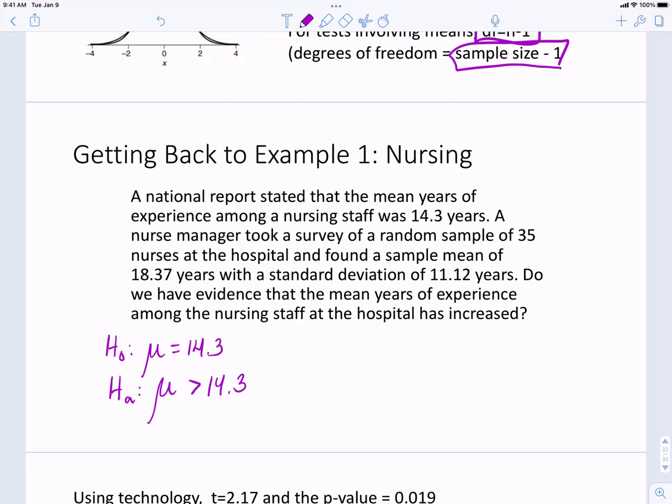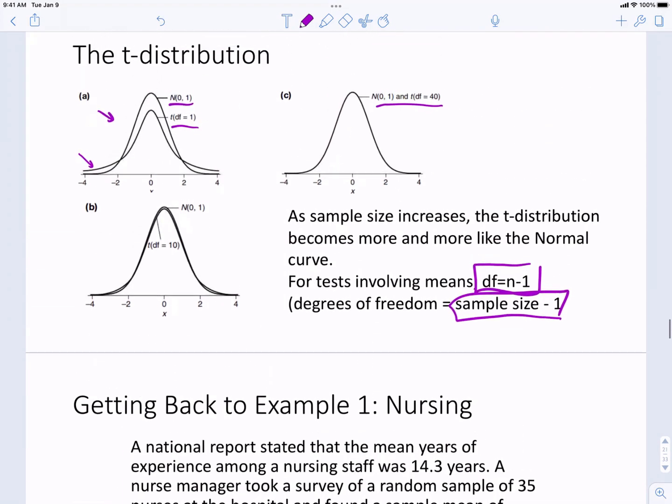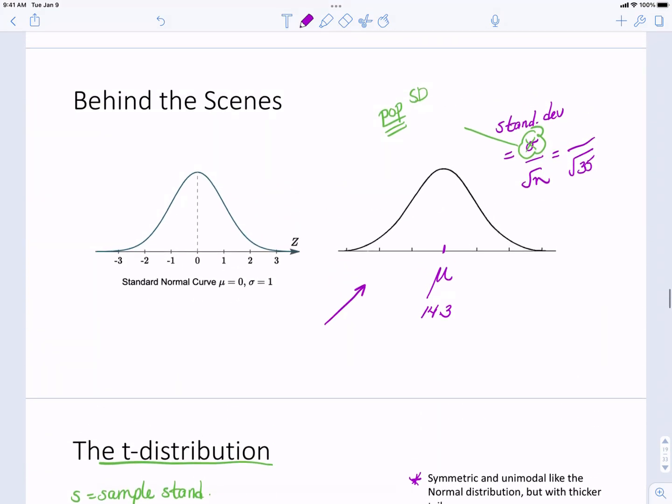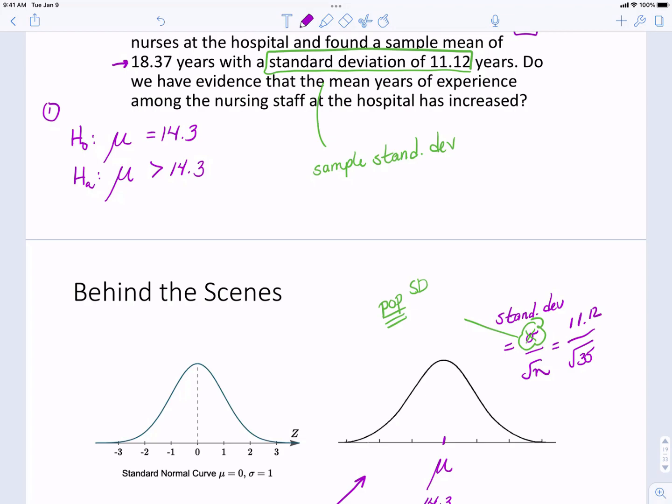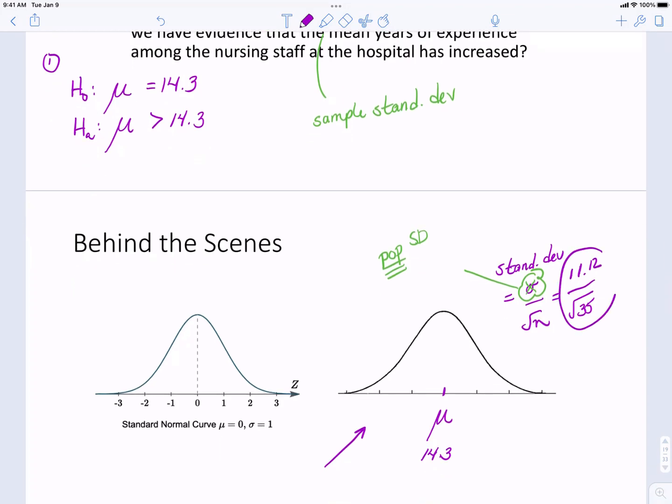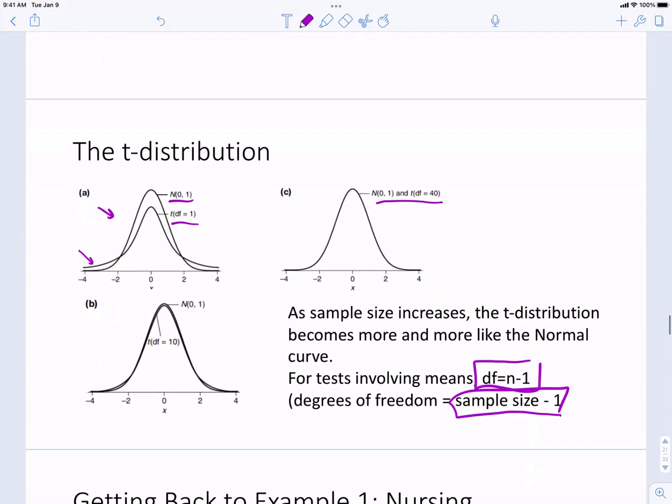Now we are going to use what we call a t-test because we're doing a test claim about a population mean. So picture-wise, we have a t-distribution, which I know looks just like a normal distribution. Next, we would find the test statistic and p-value. So again, getting back to this picture here, we would use the standard deviation of 11.12 over the square root of 35. Now, if we were to compute that, let me just pull out a calculator and do that for us quickly. Divided by the square root of 35. That comes out to be 1.88.